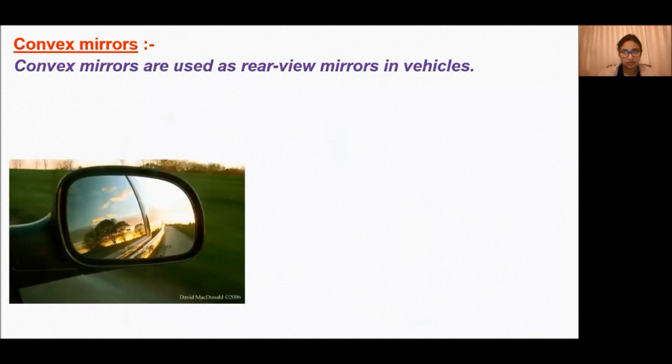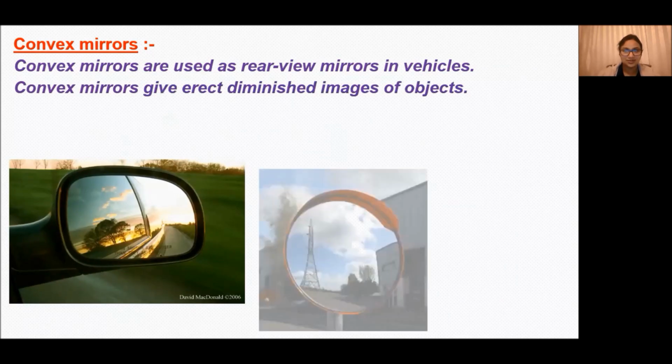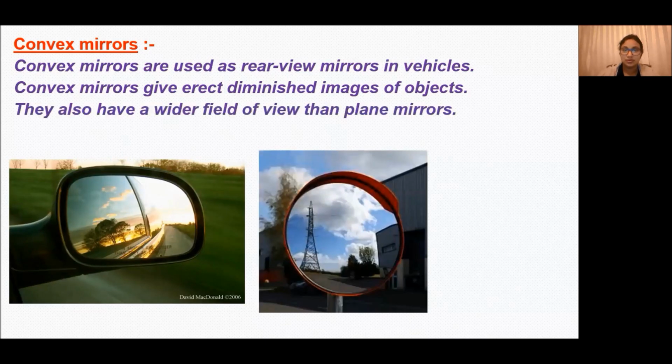What are the uses of convex mirrors? They are used as rear view mirrors in vehicles. Also used to get a diminished image of the object. They also have a wider field of view than plane mirrors.